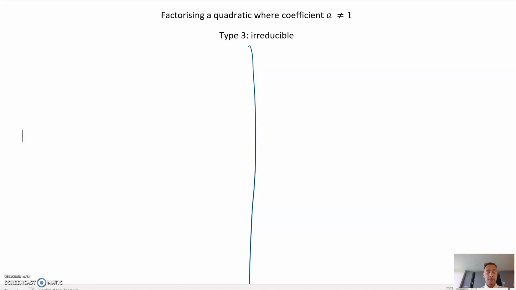Good afternoon, class. We are now going to learn the final quadratic we're trying to factorize, the hardest one. So, it is a quadratic that looks something like this. I've entitled this Factorizing a quadratic where coefficient does not equal 1. So here the coefficient is 5. And I've said this is type 3, irreducible. This is the hardest type.